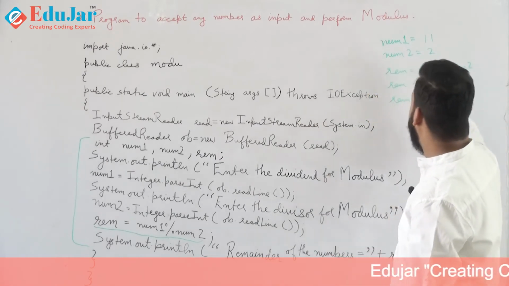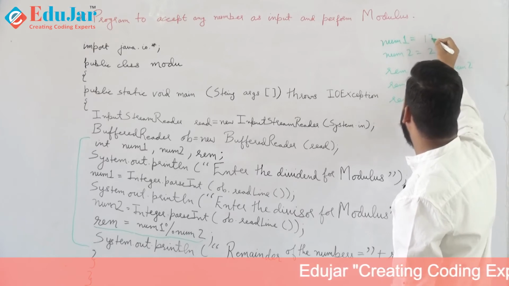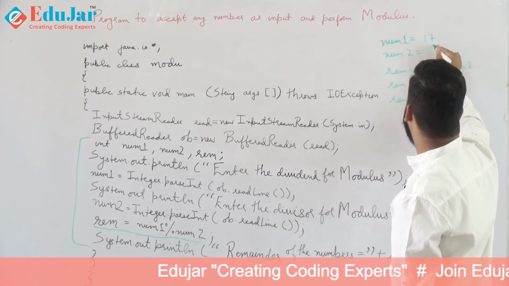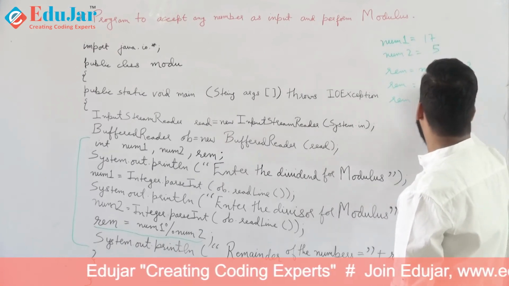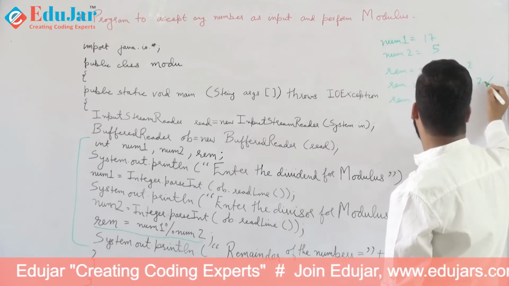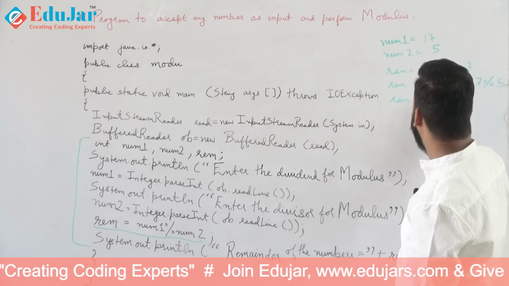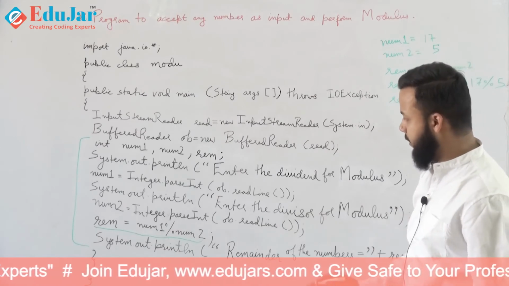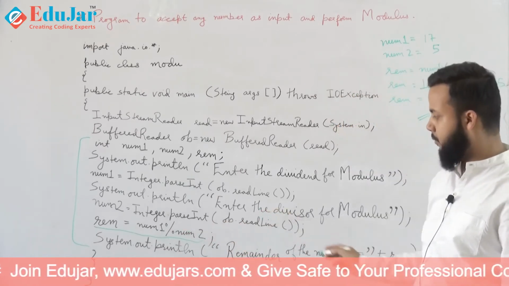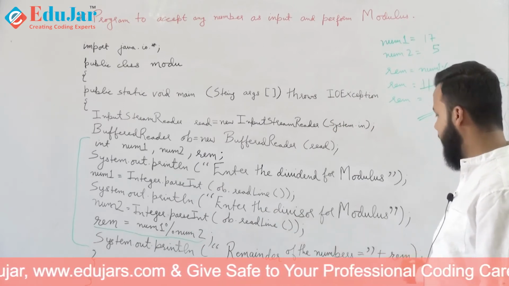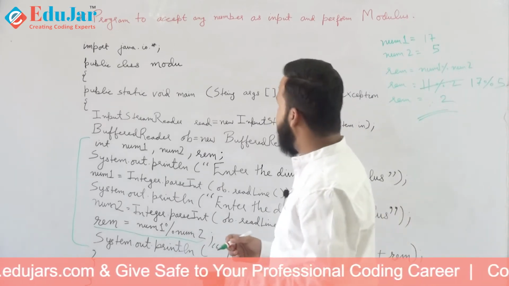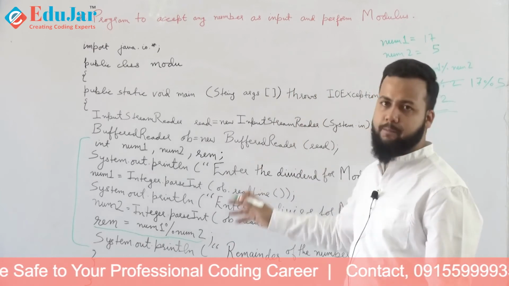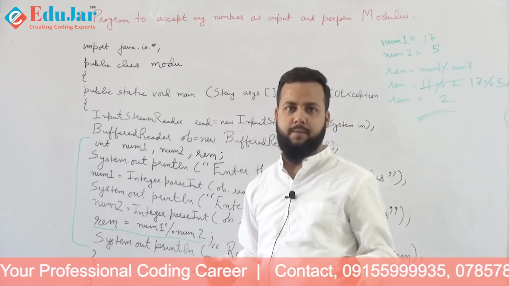Suppose the user has entered 17 as the first number, and 5 as the second. So what will be rem? Rem will be equal to 17 modulus 5. What will be the remainder? 2. So this will be the answer. You can see I have used the code System.out.println, remainder of the numbers, rem. So this is how this program is executed, and we will do this same program on the computer and see the practical of how it works.